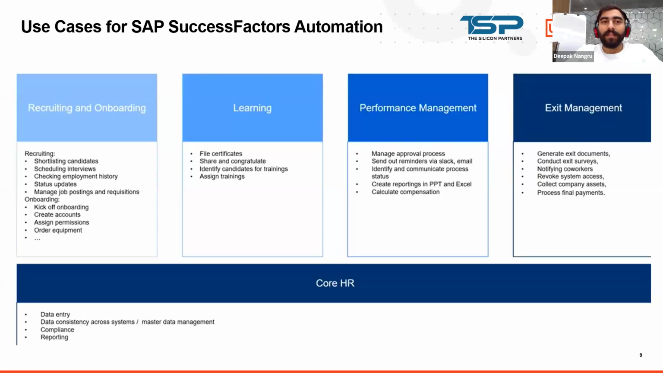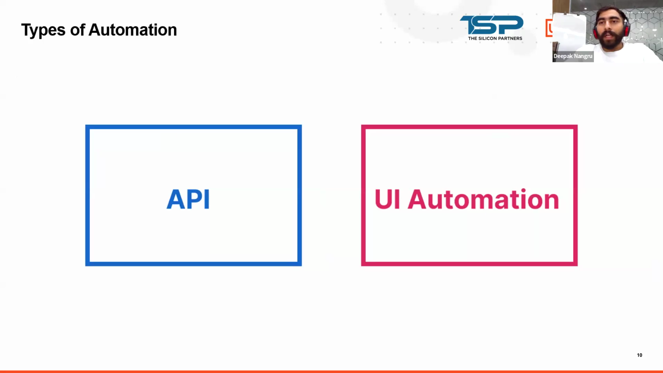So these are the basic use cases I have noticed, I have found them useful. So I have put that here. You can take a screenshot if you are looking to automate areas of HR. So these are the areas that I have found. Moving forward, how different types of automation can we do in UiPath.